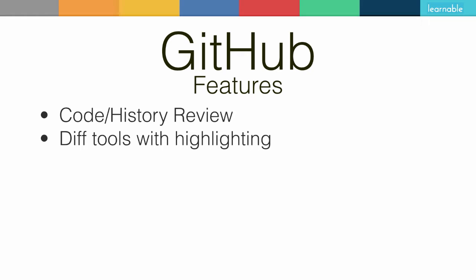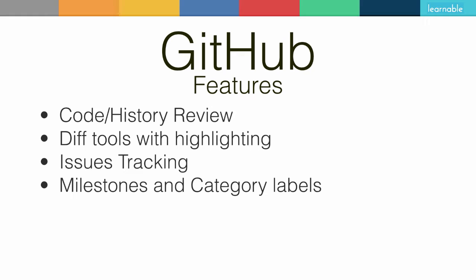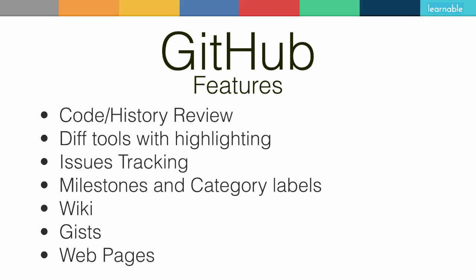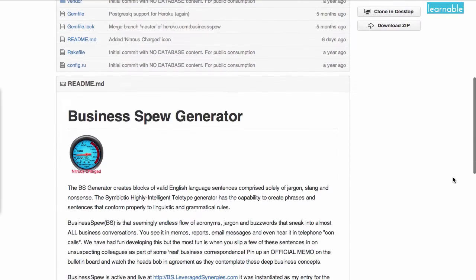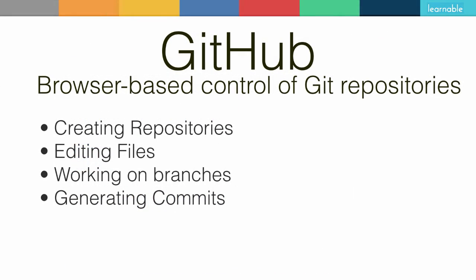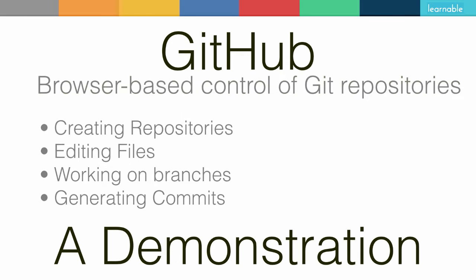Viewing the difference between commits is easy and displayed graphically. Managing a project and its collaborators' input is quite simple. Constructing and maintaining a wiki for any project is a snap. GitHub gists are a handy place to store snippets and code samples and is included as part of any GitHub account. An exciting feature called GitHub Pages is a hidden jewel in my opinion, and I'll demonstrate that in just a few minutes. You can almost completely manage a project through just the web interface, creating a new repository, editing files in the browser, working on branches, and generating commits. So let's see how that works.